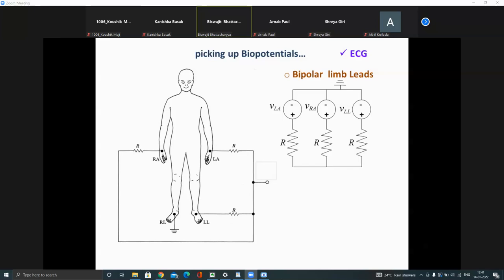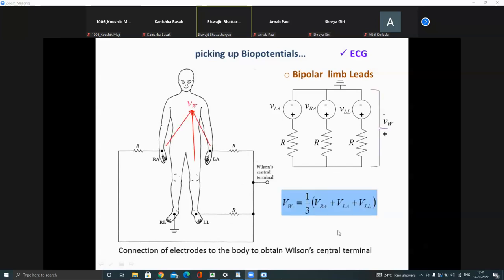VLA is the left arm voltage, VRA is the right arm voltage, VLL is the left leg voltage, and they are connected. Just compare the two figures. That is our reference here, and that is the electrical equivalent of this particular thing.